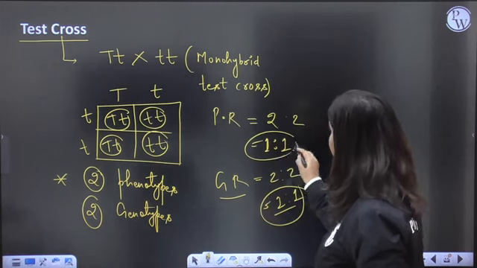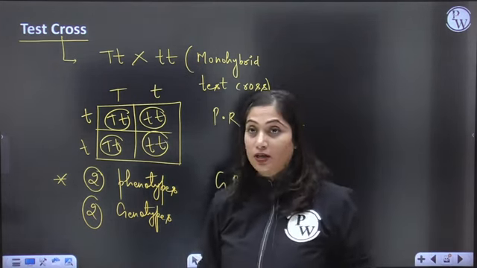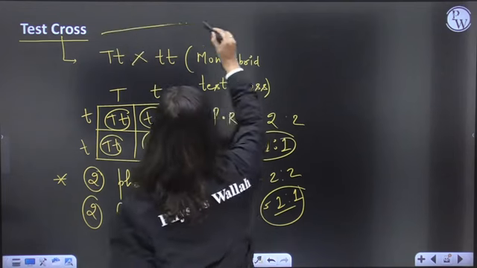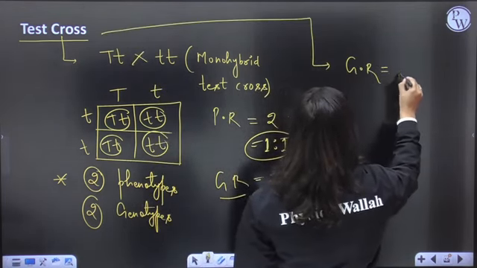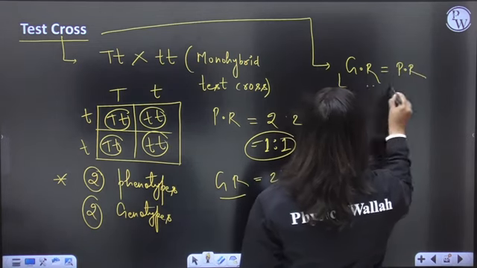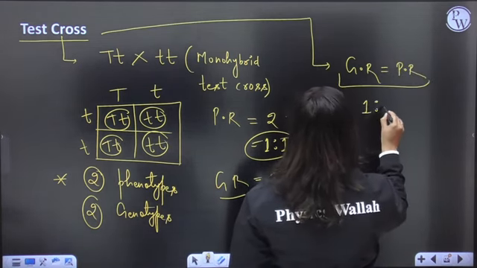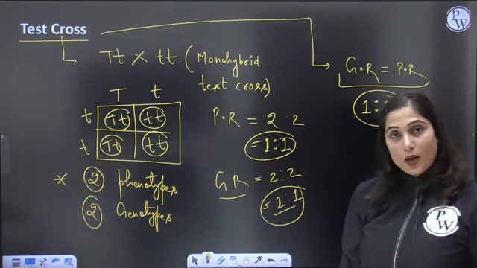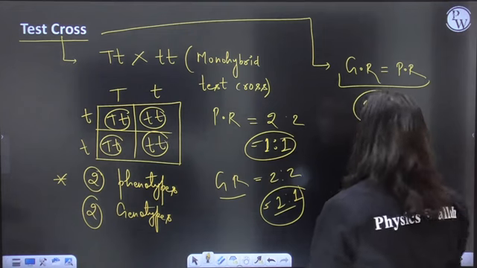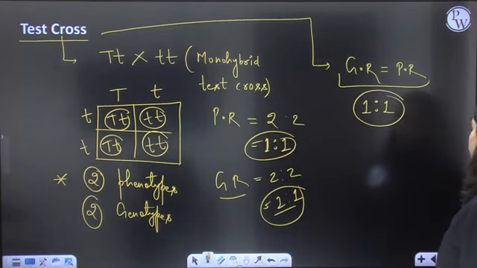Remember this thing. This is very important, that in a test cross, genotypic ratio is equal to phenotypic ratio, and that is 1:1. Now, what is the utility of the test cross?